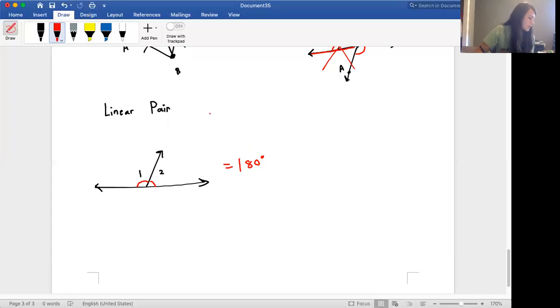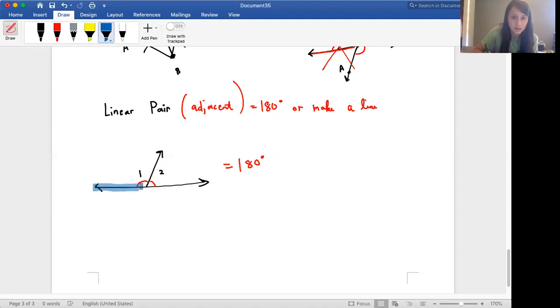So a linear pair is a pair of adjacent angles with non-common sides that are opposite rays. A fancy way of saying it is that a linear pair usually has to be adjacent, two angles side by side adding together to be 180 degrees. So they have to be adjacent and they have to equal 180 degrees or make a line, which is another way of saying 180 degrees. So see how this is a line right there.